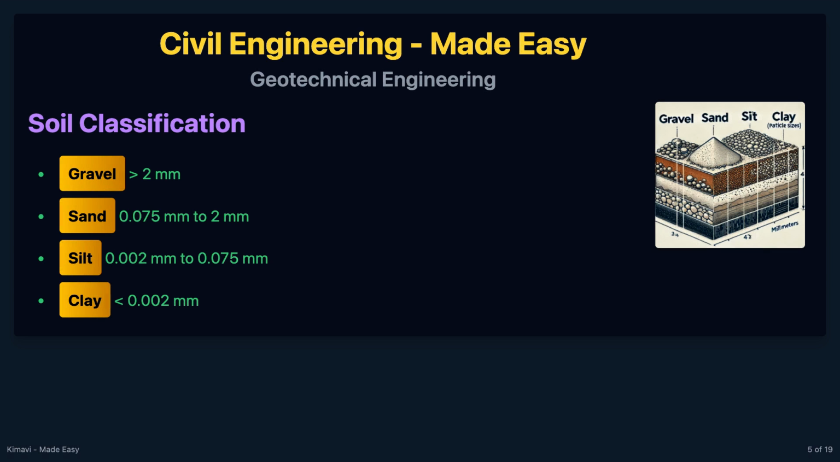Soils are classified based on their particle size. Gravel consists of particles larger than 2 millimeters. Sand particles range from 0.075 millimeters to 2 millimeters. Silt particles are between 0.002 millimeters and 0.075 millimeters. Clay particles are smaller than 0.02 millimeters.